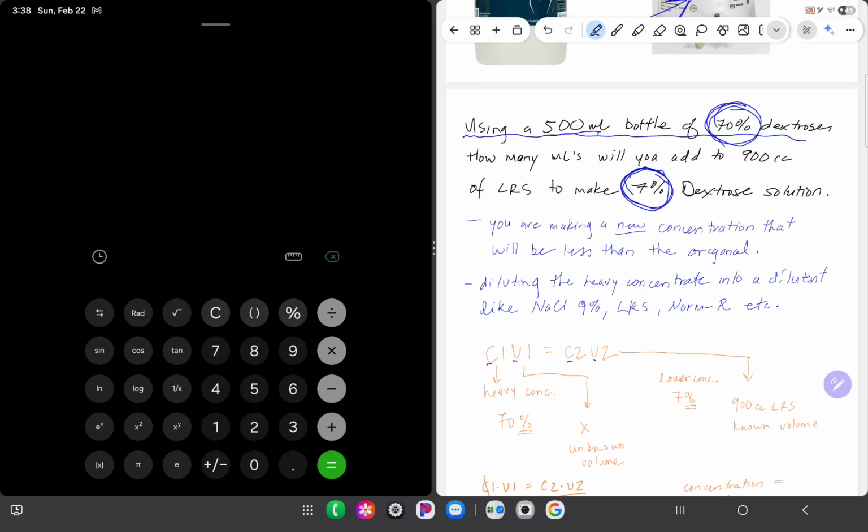And since we are making a new concentration that will be less than the original, that's what this is asking you to do: to dilute the heavy concentrate into a diluent like sodium chloride or LRS or Norm-R or whatever they're asking you in the question. What are you diluting it into? In this case, you're diluting it into LRS. That's what we're diluting it into.